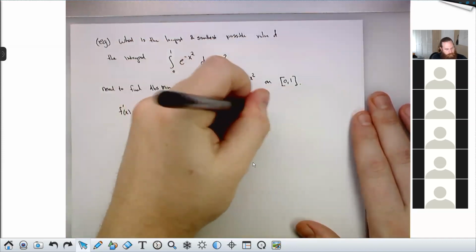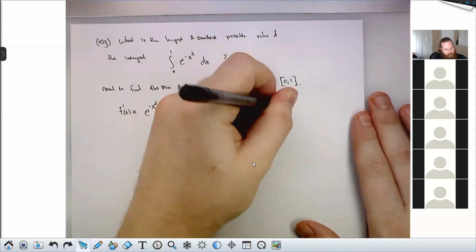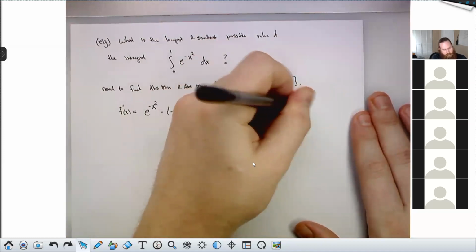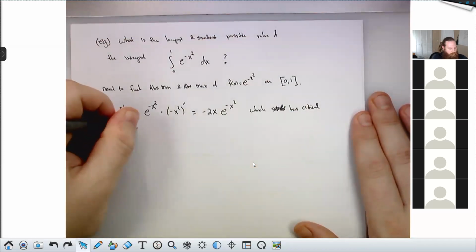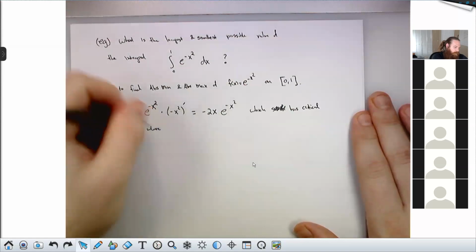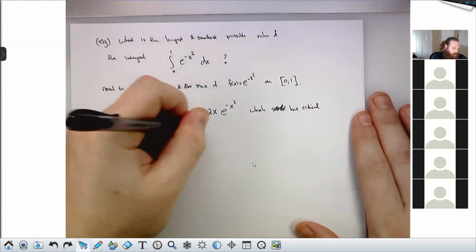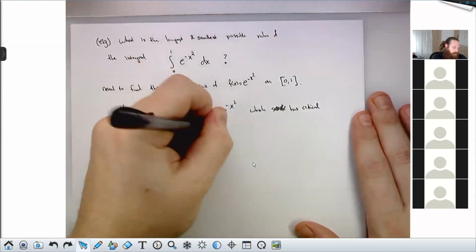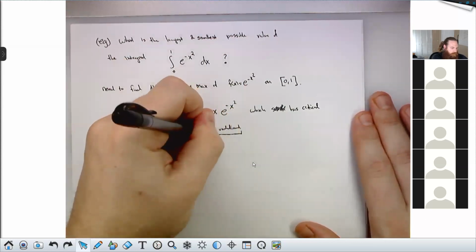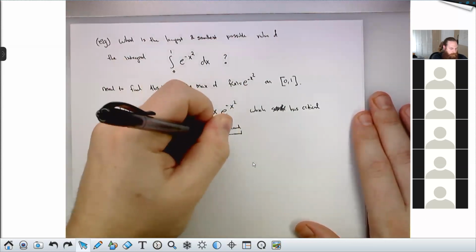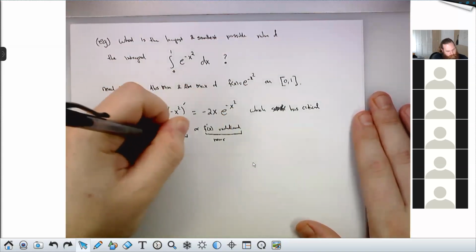which has critical numbers where f prime of x is 0 or f prime of x is undefined. The undefined case never happens. The zero case happens at x equals 0.